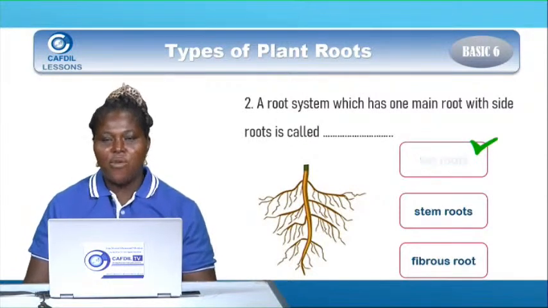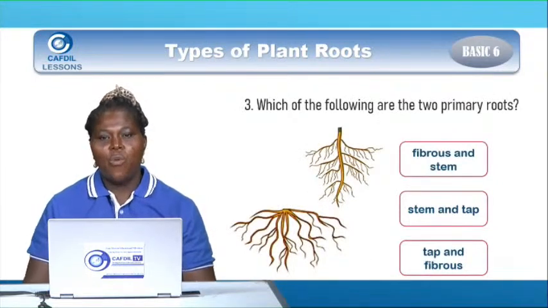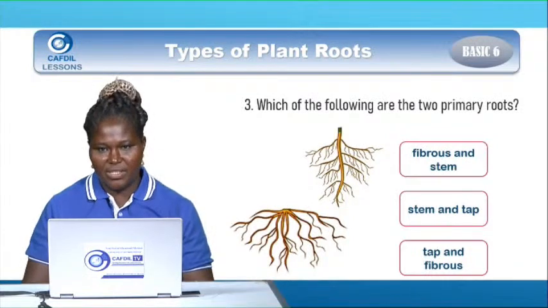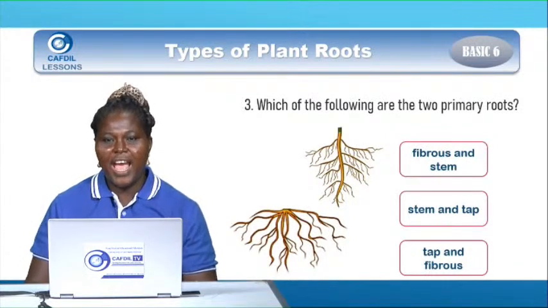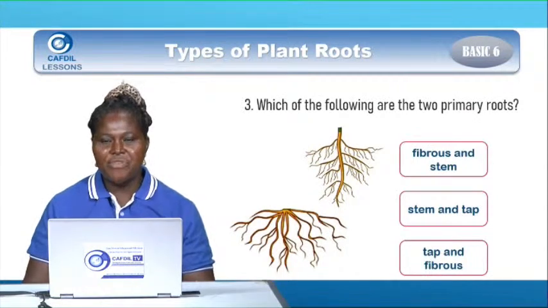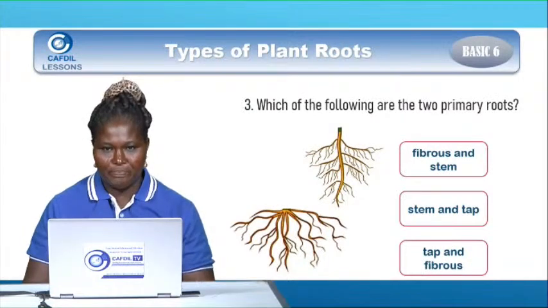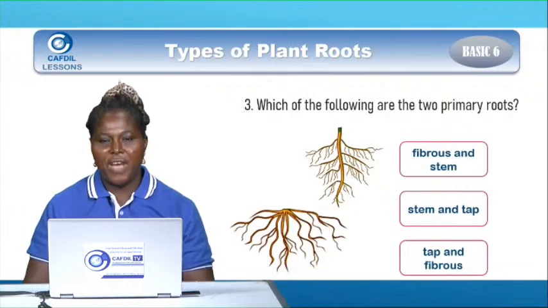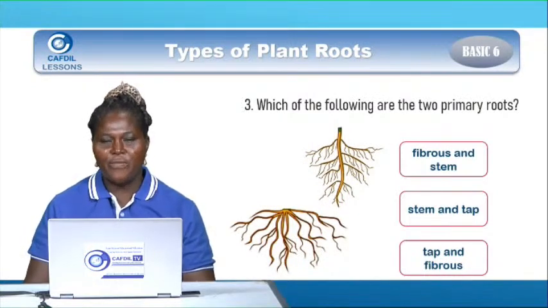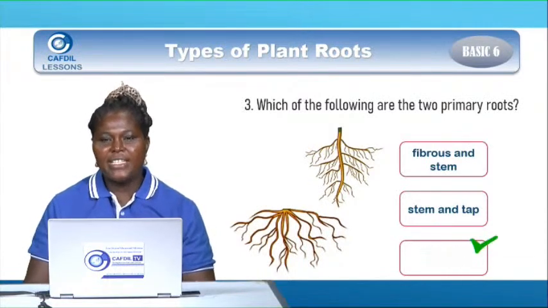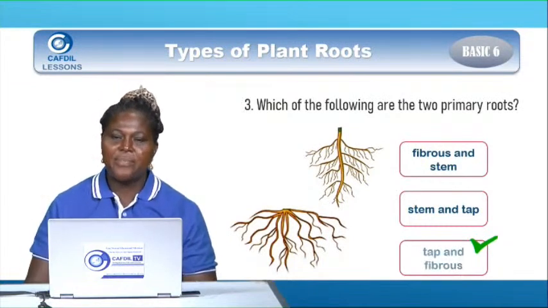Number 3. Which of the following are the two primary roots? We have the fibrous and stem, and tap and fibrous. Which of them? Yes, we have the tap and fibrous.